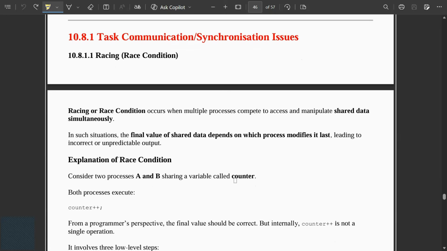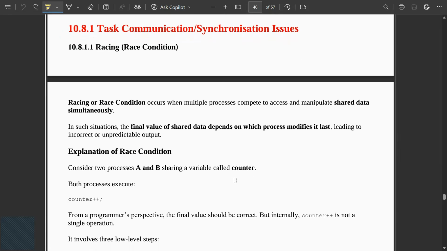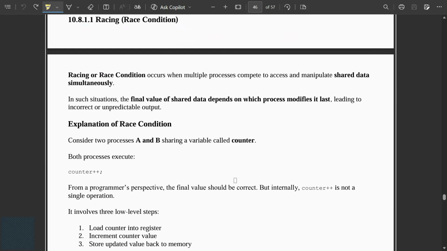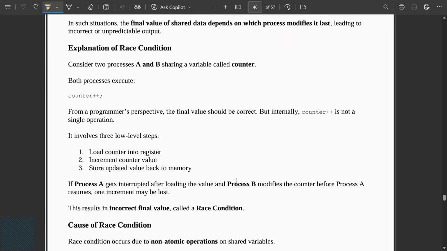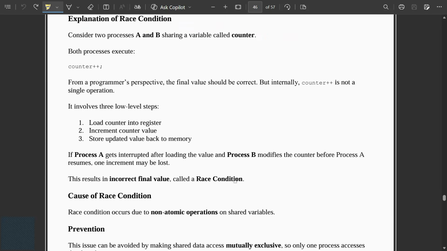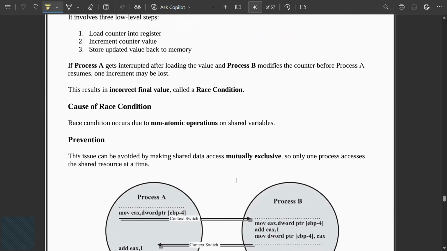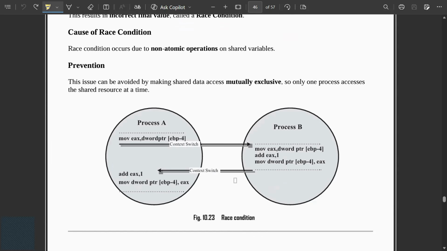So there are many issues. First is racing. It occurs when multiple processes compete to access and manipulate the shared resource, the shared data, simultaneously. There is an example explaining the race condition, what its cause is, and how we can prevent it. This is an important part because a question has been asked: how do you avoid or prevent it?